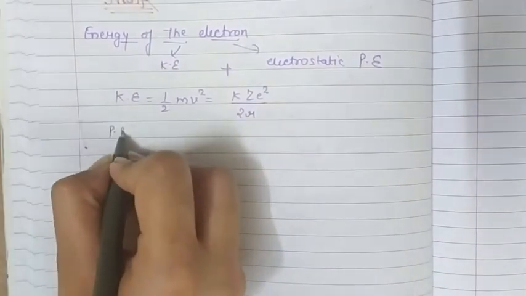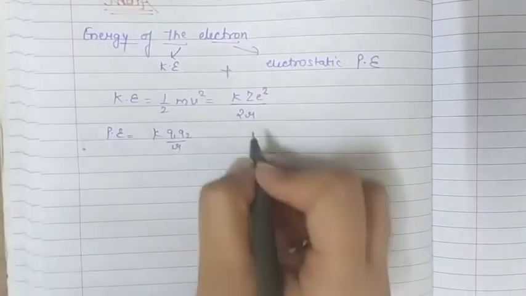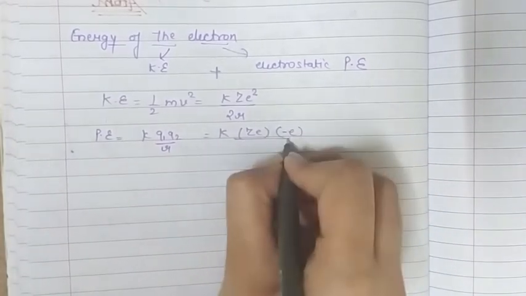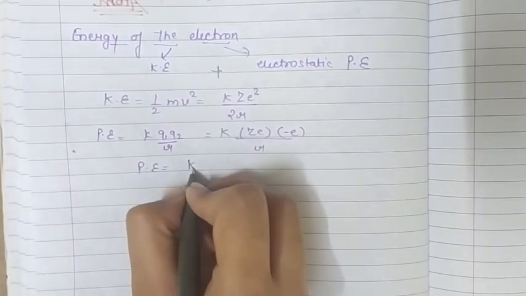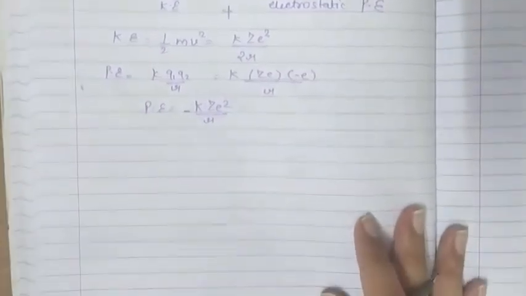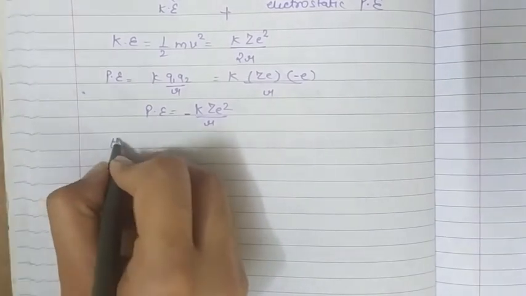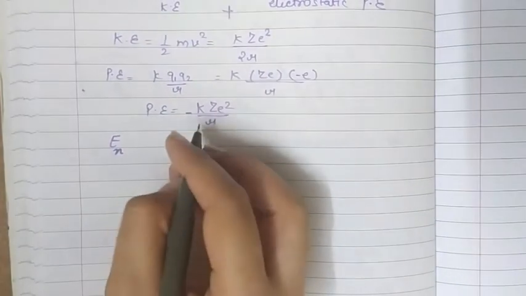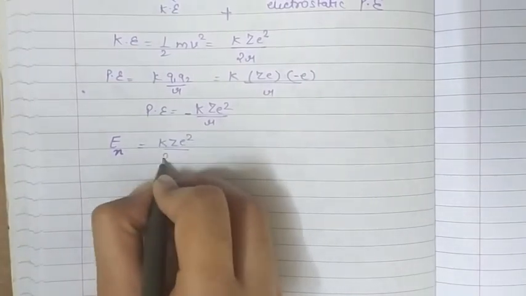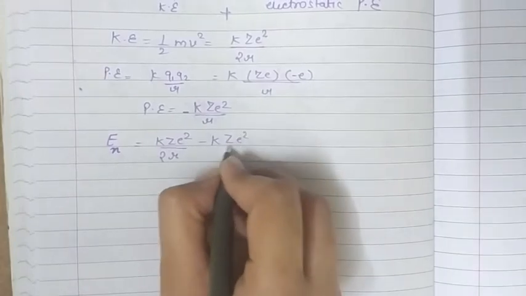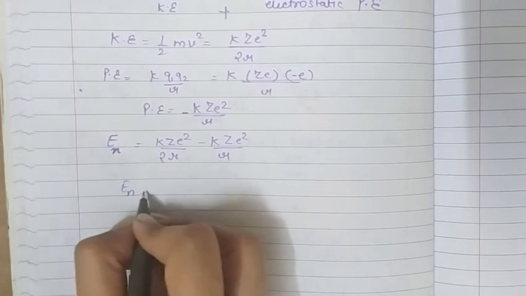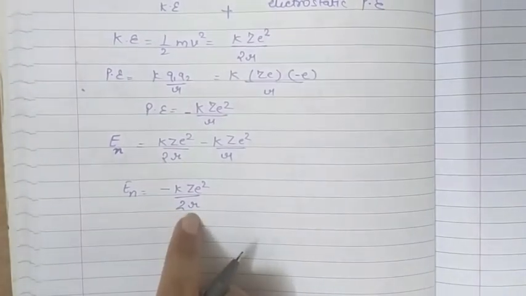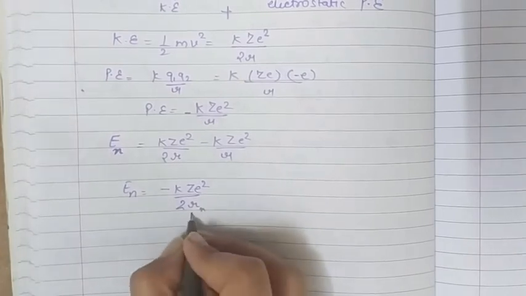And electrostatic potential energy is k q1 q2 upon r, which can be found out as q1 is ze, q2 is minus e because of the electron, and this is r. That means potential energy is equal to minus k z e square upon r. So we can add these two to get the total energy of the electron. So total energy of electron in nth orbit, we are talking about a general orbit, is equal to kz e square upon 2r minus kz e square upon r. And if we solve this, we get En is equal to minus kz e square upon 2r, where we can put the value of r that we have already found. So r is the radius of nth orbit and we can substitute this value.